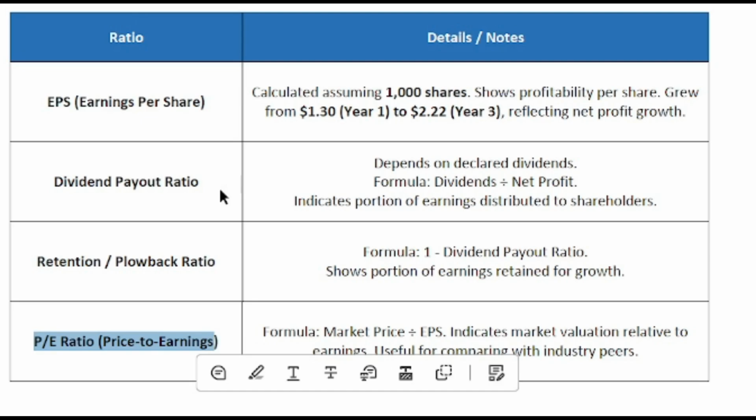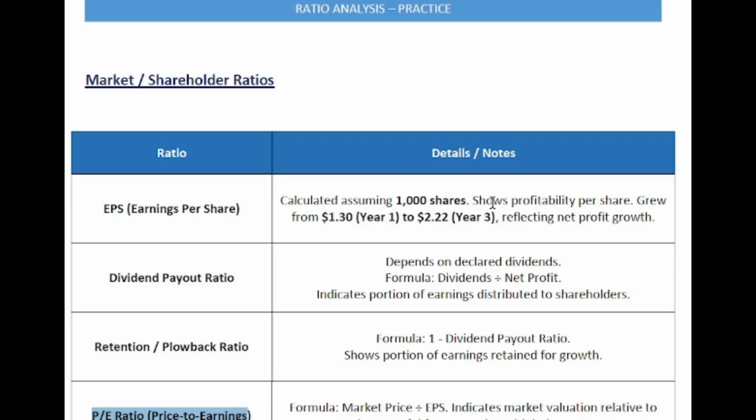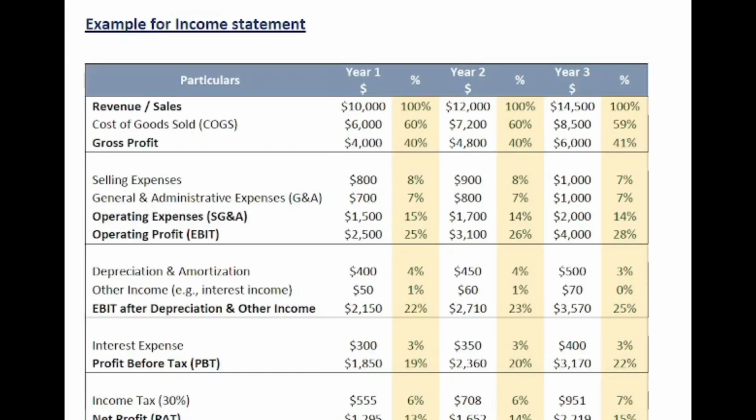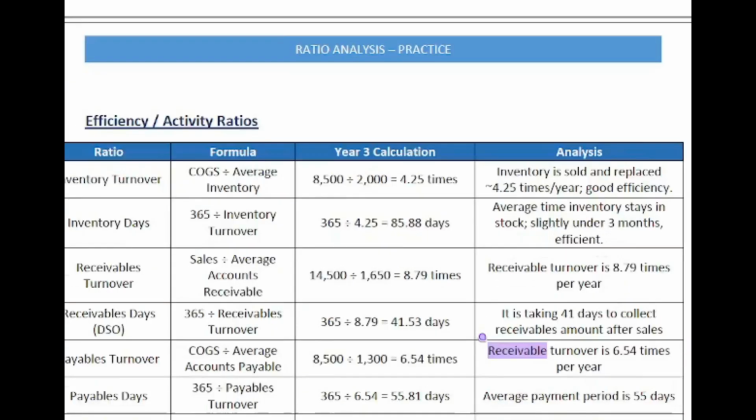So the EPS, what EPS is measuring is showing how much the company is earning per share. So in this income statement, the number of shares is not given. So let's assume this company has 1,000 shares. So the earning per share has grown from 1.3 in year 1, and when it comes to year 3, it is 2.22. You can see it when divided by the number of shares, that is 1,000. So it is 1.3 in the beginning and it is 2.2 in year 3.